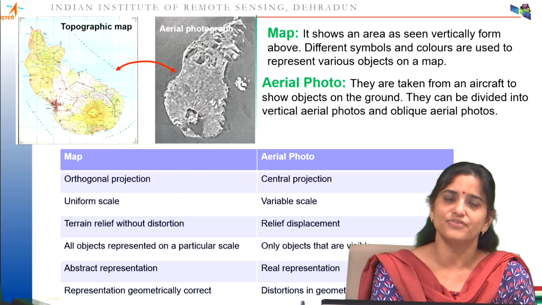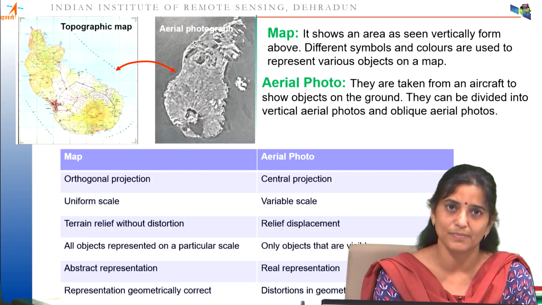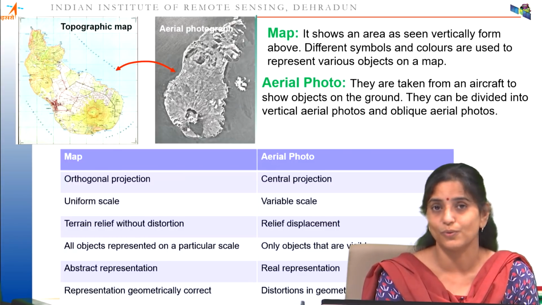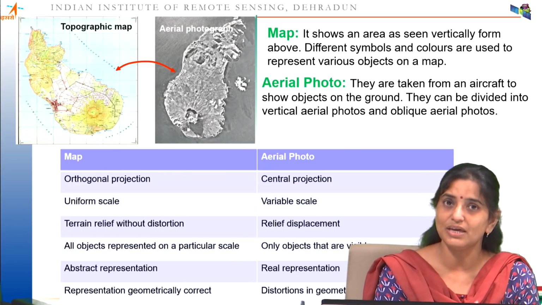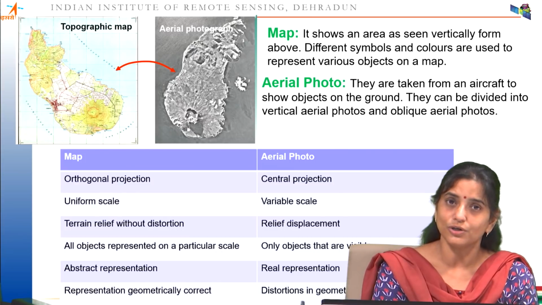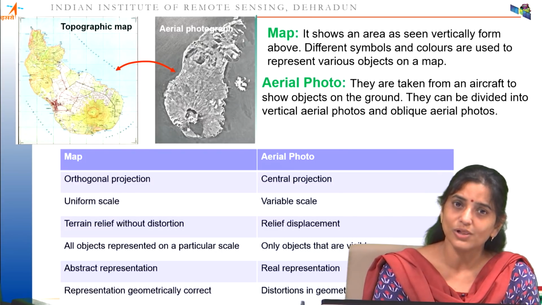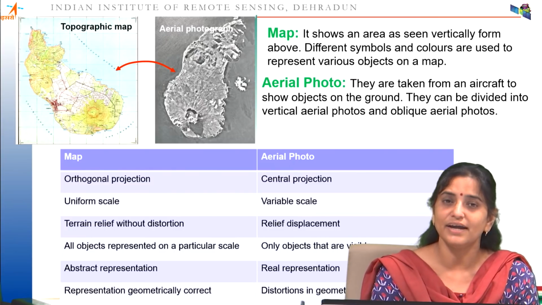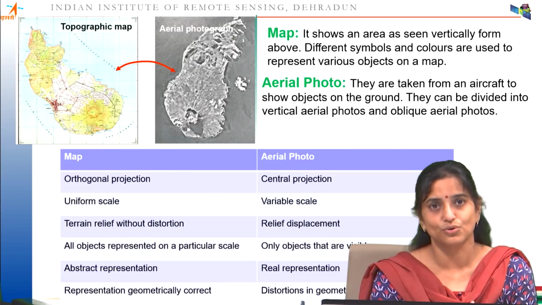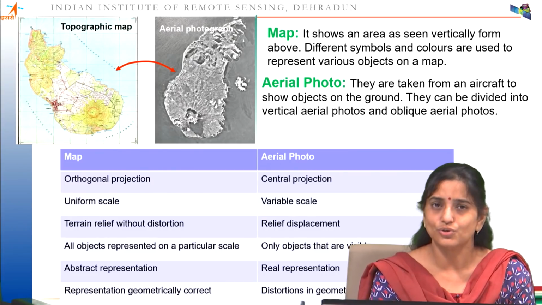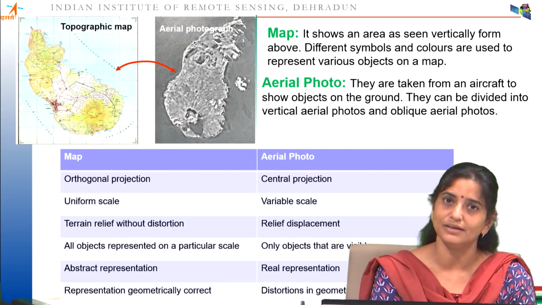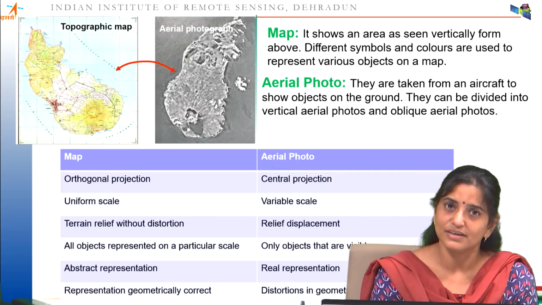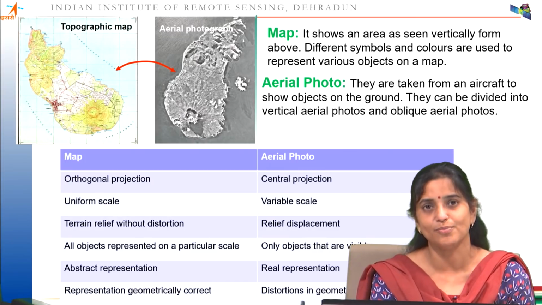The first difference is that in a topographic map, all the features are represented in an orthogonal projection. Now, what do we mean by orthogonal projection? Orthogonal projection means all the features of the ground are projected at 90 degrees from the ground. So there is no distortion in a map. Whereas in case of aerial photographs, the projection is central projection.